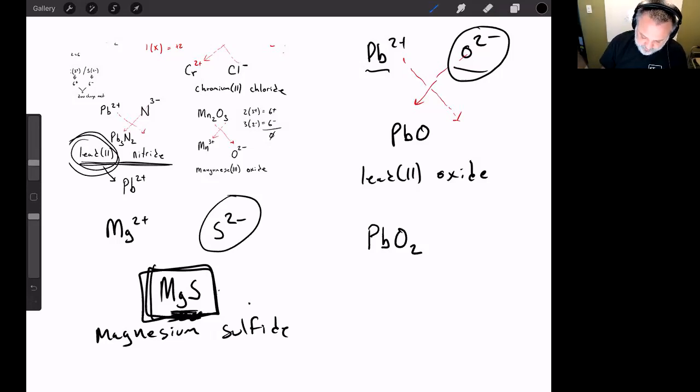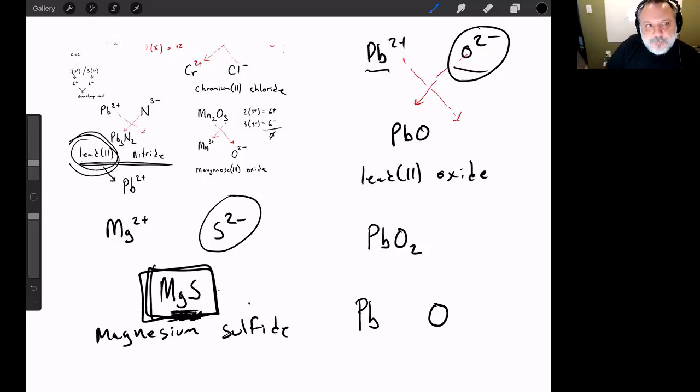Let's see what cross-down gets us. Do we know the charge on oxide? Yeah, it's not dioxide. Don't get confused, because we're never going to use di, tri, tetra, whatever when it comes to ionic compounds. We're going to save that for later. There we go. It's lead 4 oxide. And let's see how we figured that out.